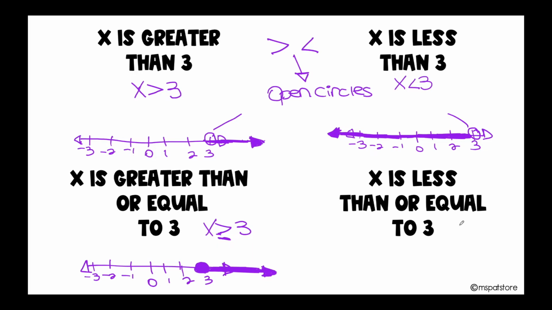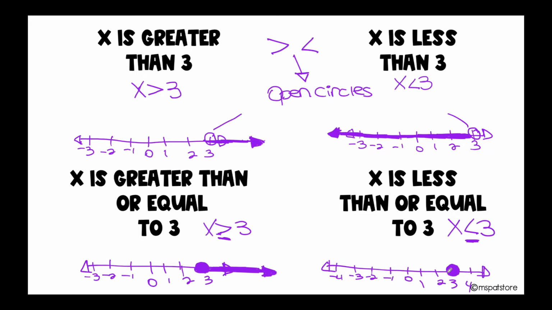In this case, I have x is less than or equal to 3. Draw your number line: 0, 1, 2, 3, 4, and then negative 1, negative 2, negative 3, negative 4, and so on. Now remember, I need to include the number 3, so I'm going to fill the circle. Now I need to think about which are the values that are less than or equal to 3.